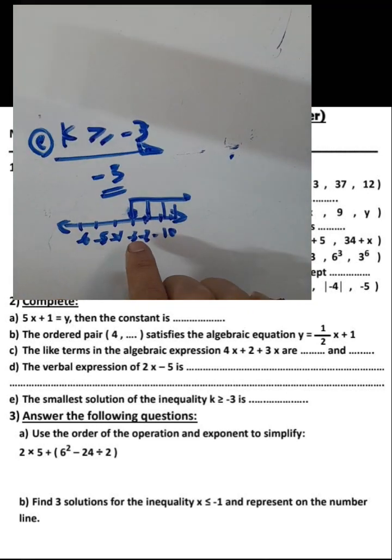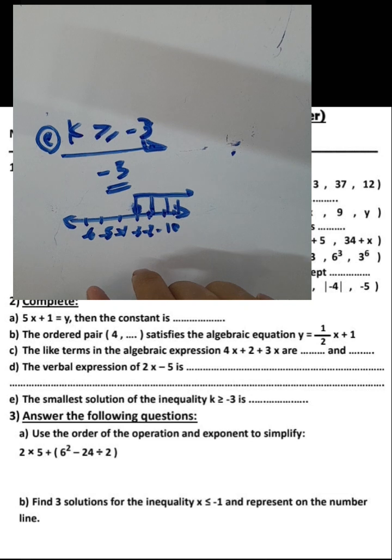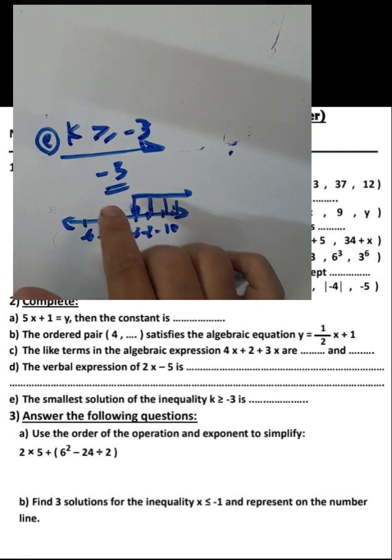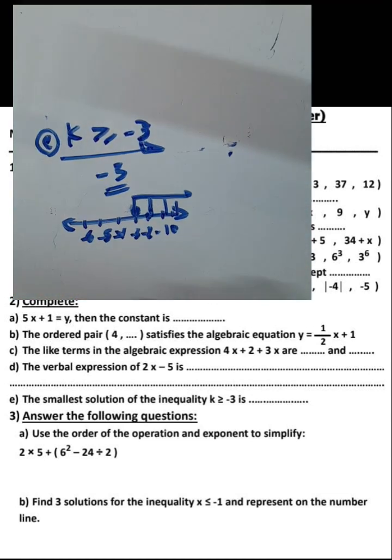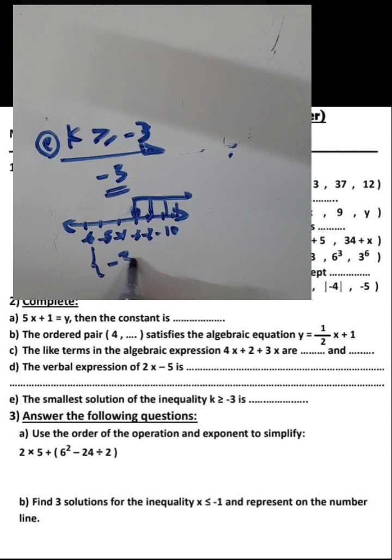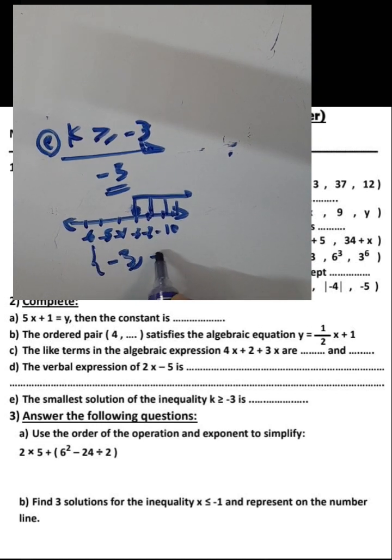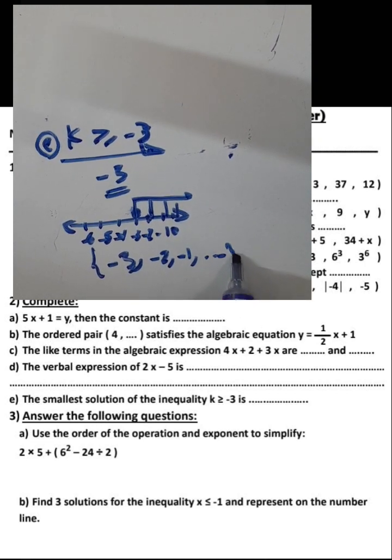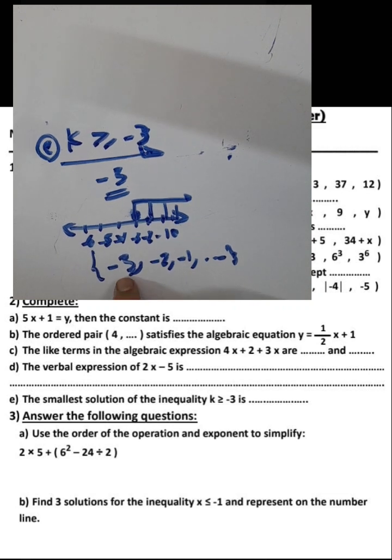You want to find the smallest solution of the inequality. It will be negative 3, because the solution set is negative 3, negative 2, negative 1, and so on to positive infinity. You won't find a smaller solution here, it will be negative 3. Write negative 3 for this question.